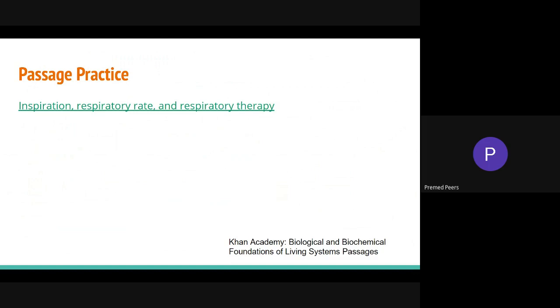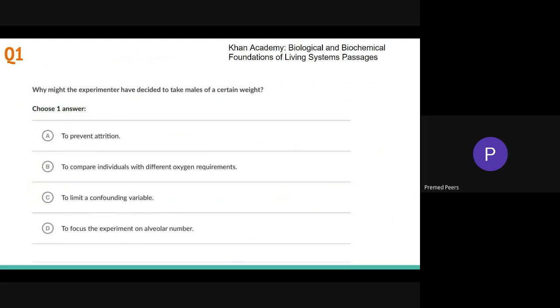Here's question 1. Why might the experimenter have decided to take males of a certain weight? So let's go through this one. Answer choice A, to prevent attrition. Attrition is when somebody leaves the study midway through or at some point during the study. So this doesn't really have much to do with weight.